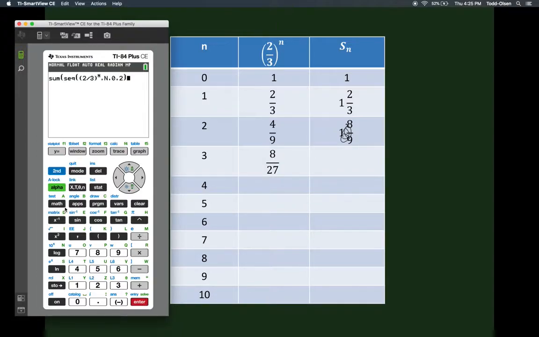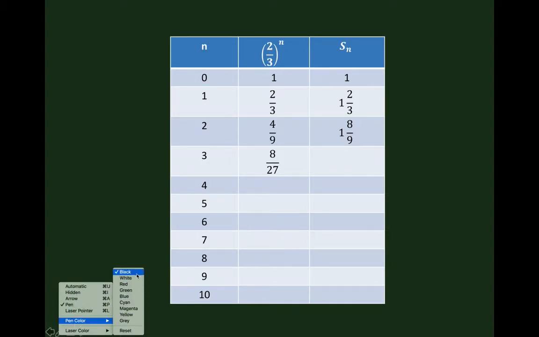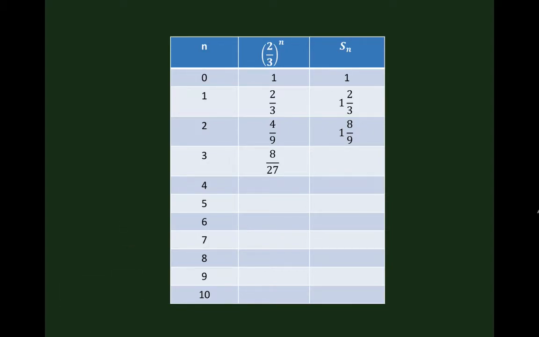And let's see, this one is early enough in the sequence, or in the series, that I can get a fraction form. So let's look at it as a fraction. That's 19/9. So this was a mistake over here in the table. This is really 19/9, so this was wrong. That's 2 1/9. All right.